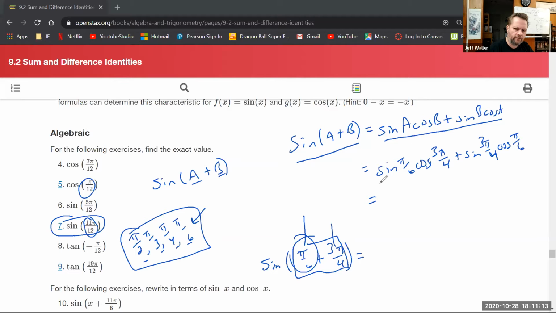What's sine of pi over 6? 1/2, because pi over 6 is closer to the x-axis. Sine doesn't like it there, so it's tiny. Cosine of 3 pi over 4: what quadrant is that in? Second quadrant. Cosine is what sign there?